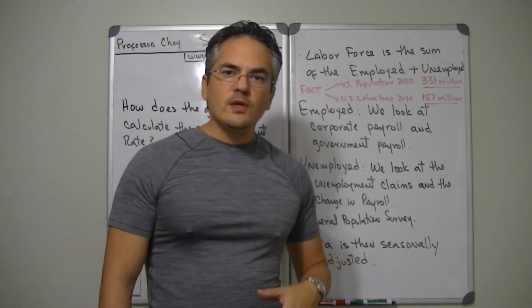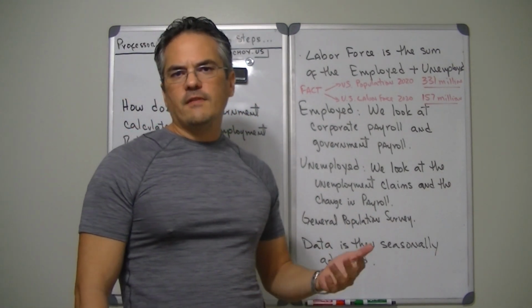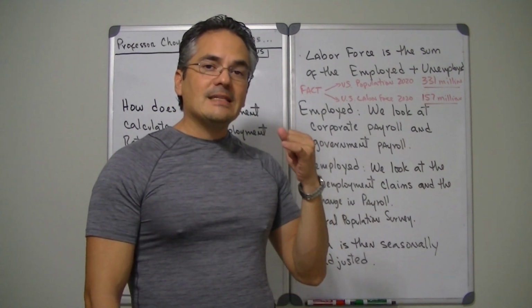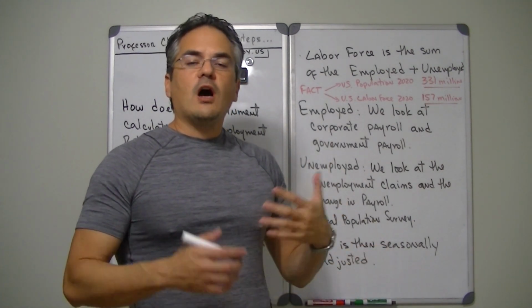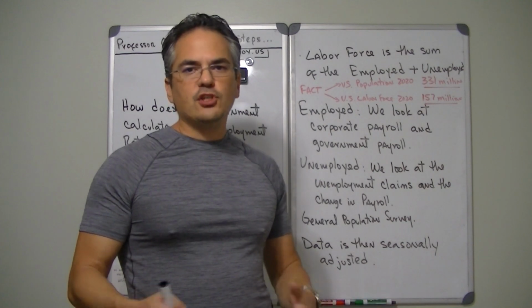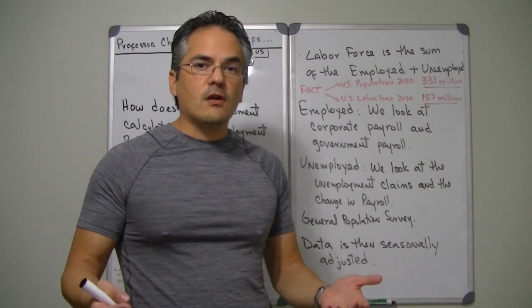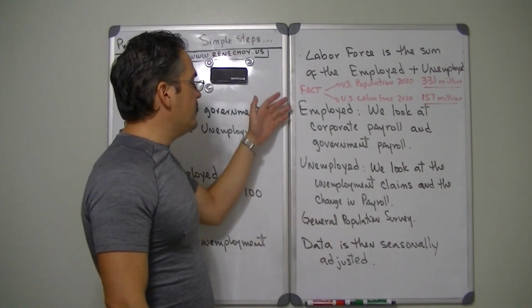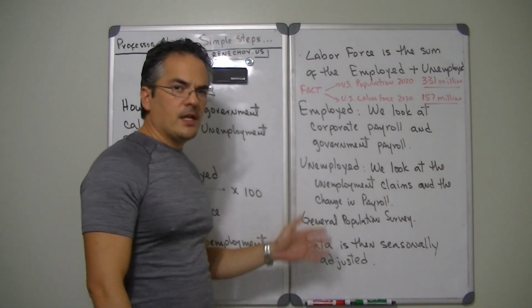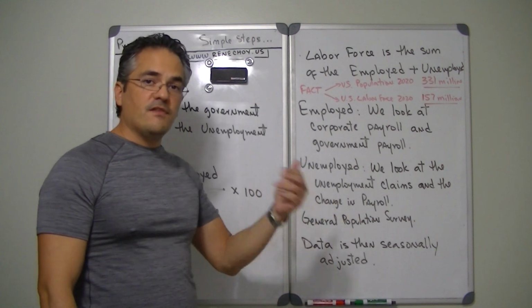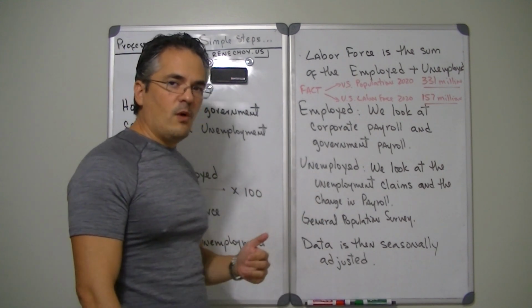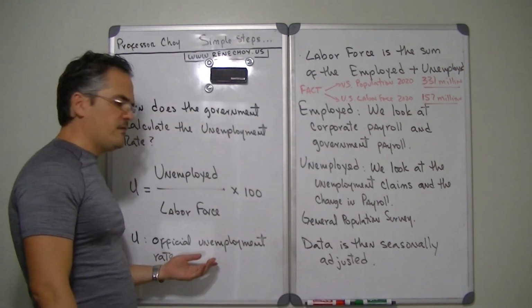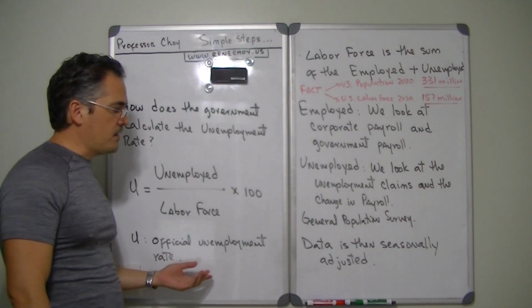All right, the last thing that they do is this general population survey. So what they basically do is call thousands of households and ask these general questions of, are you unemployed, how long have you been looking for a job, etc., or if you're not unemployed. So with this survey, together with the information that we collect for employed and unemployed, the federal government, specifically the Bureau of Labor Statistics in the US, comes up with that estimate for the official unemployment rate for the month.